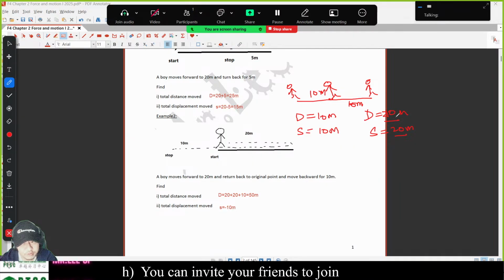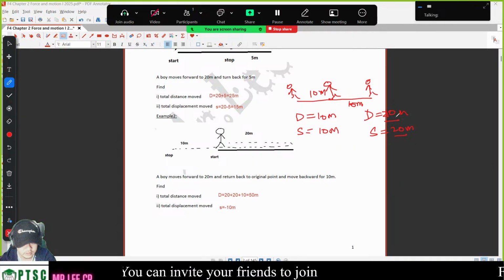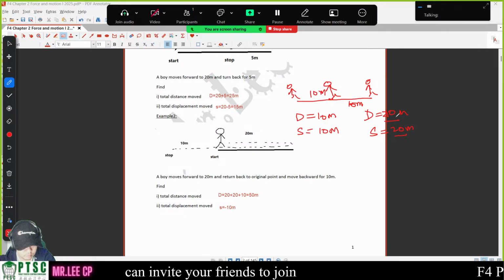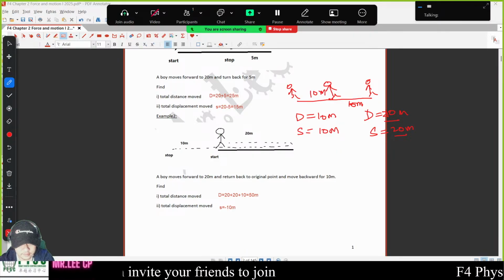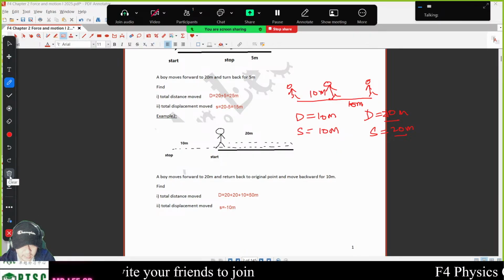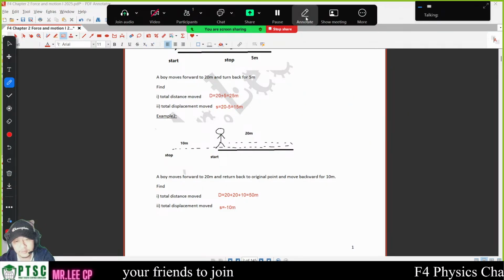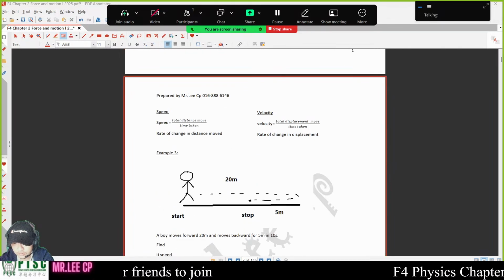So distance and displacement are the same if you don't turn back, if you don't change your direction and just move forward only. If you turn back, then distance and displacement will be different. You need to know this.